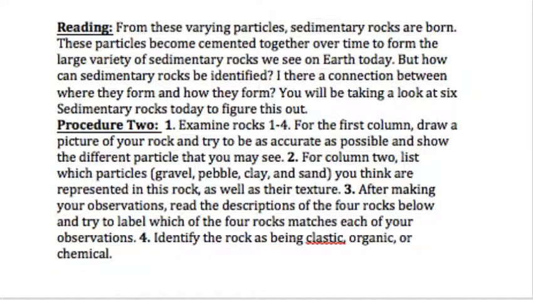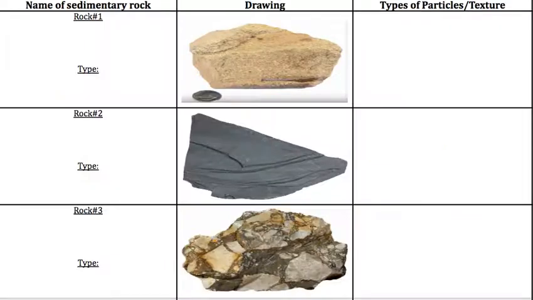So, that little diagram chart that you have, I didn't make a copy of it, but it should look something like this. Okay. Now my drawing obviously isn't a drawing; it is a picture. But what I want you to do is make a quick drawing here. Talk about what particle sizes these rocks have. Read a description that I'm going to show you in just a second and try to name the rock. Then tell me, in this section, is it clastic, organic, or chemical?